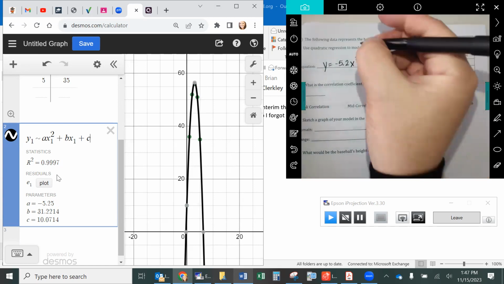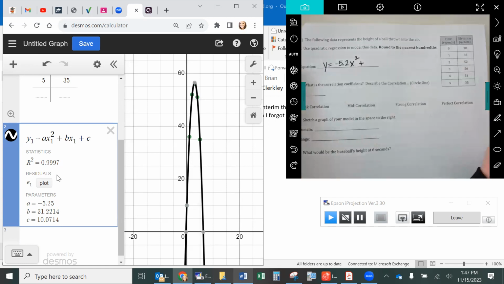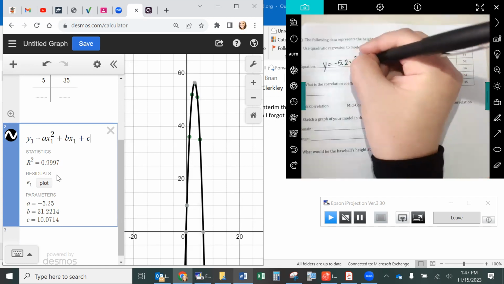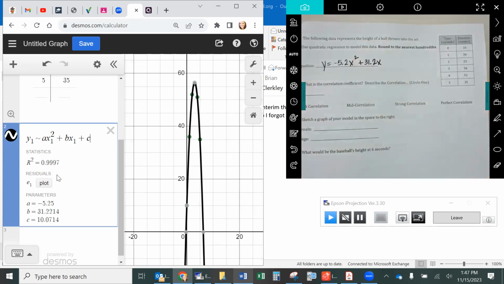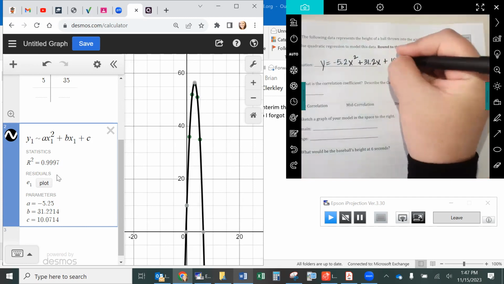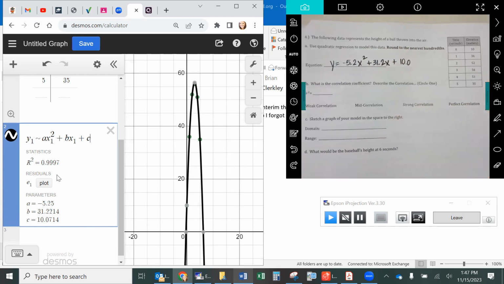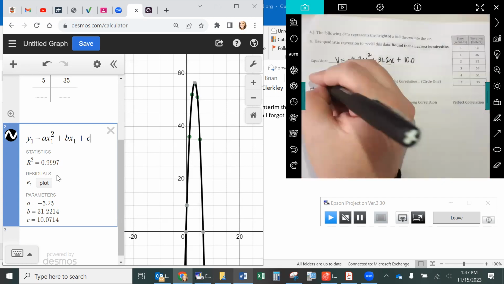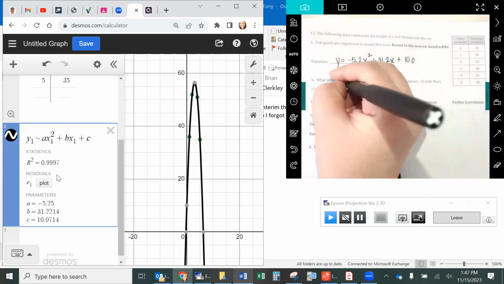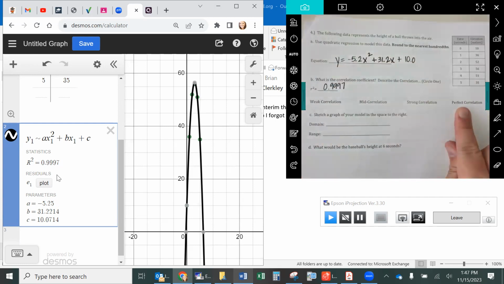Then for the next one, plus, what was my B? 31.2x. And you could put 31.22. That's a little bit better if you go longer, but for your homework, you only have to do 1 decimal. And then the last one would be plus C is 10.0. Then from there, your correlation coefficient was 0.9997. Is it perfect? No, but it is very strong. It's close to perfect.